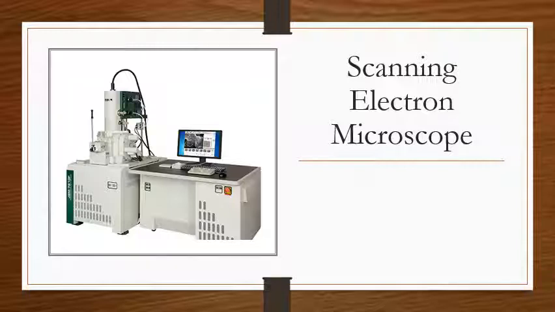Scanning electron microscopes are similar to transmission electron microscopes in that they both use electrons, but rather than passing the beam of electrons through the image or object, we're going to pass it along the surface of the object. And what that's going to do is generate a three-dimensional image.